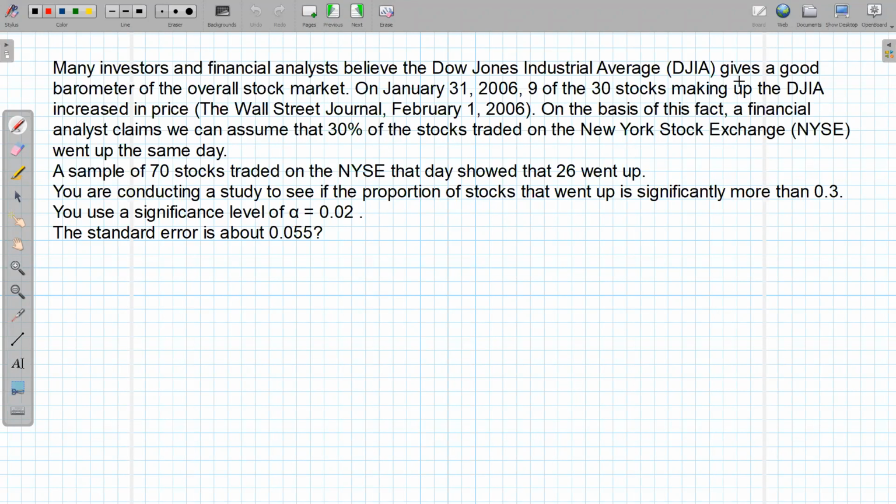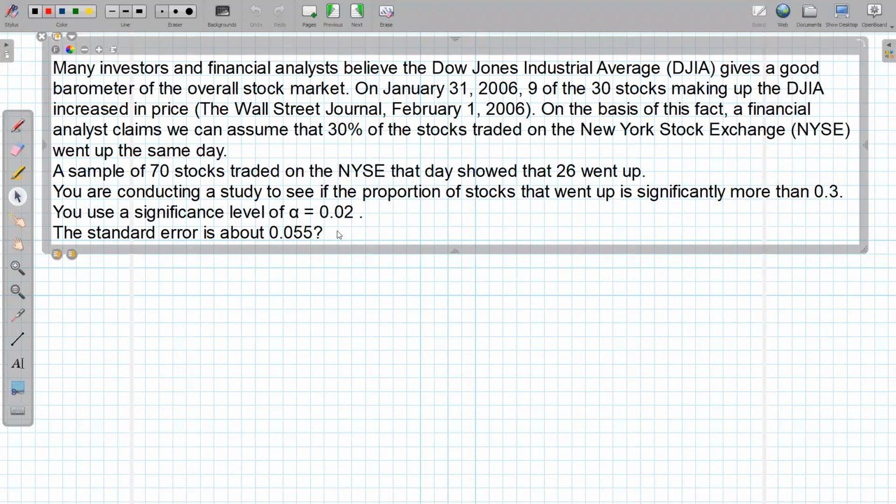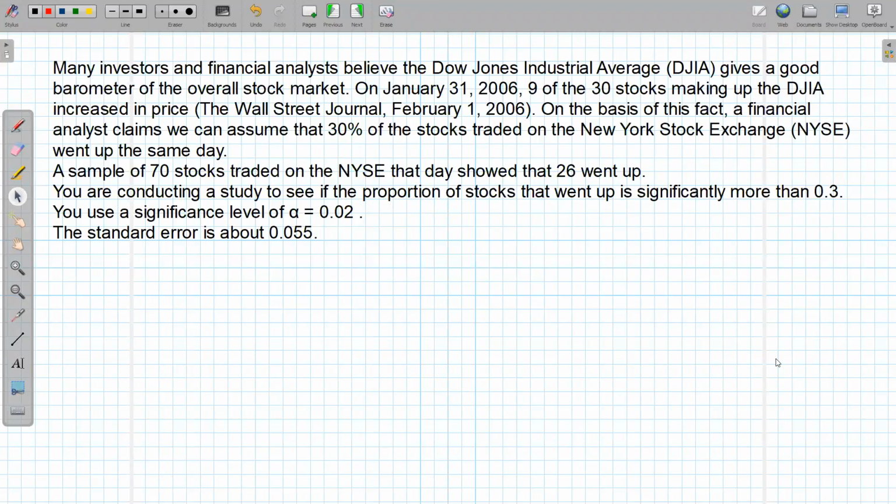They also give us the standard error, which we need from a sampling distribution. I went out and calculated that, and that should not have a question mark on the end. It is, period. All right, so what do we got going on here? We have a hypothesis. We want to conduct a study to see if the proportion of stocks that went up is significantly more.